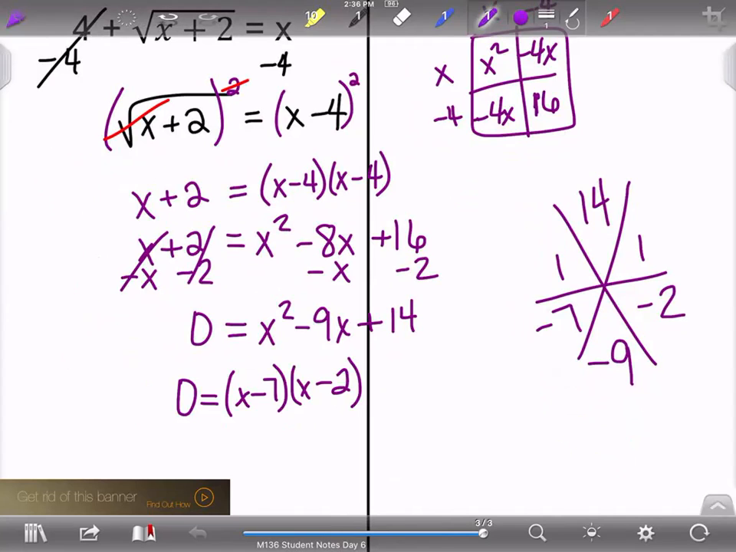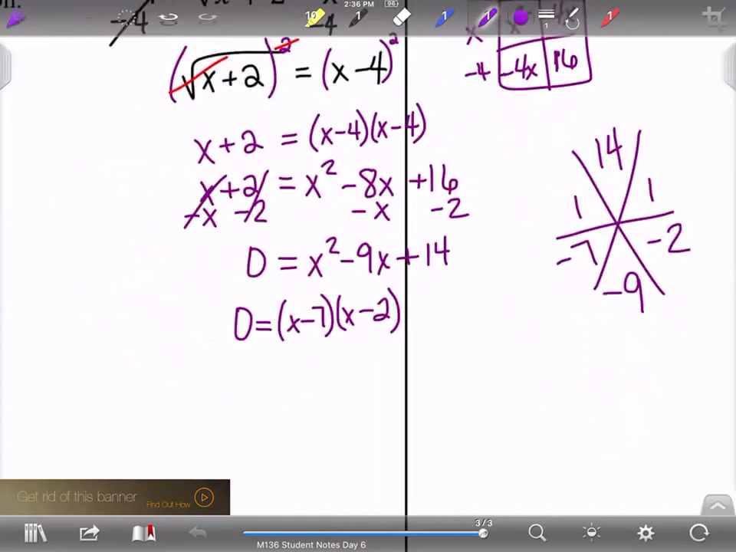Now that I have my two factors, I can use the zero product property and say, hey, I have two factors being multiplied together, and that product is 0, so one of them must equal 0. So that gives me two possible answers, x equals 7 and x equals 2. We cannot just assume that they both work. We need to plug them both back in to check them.